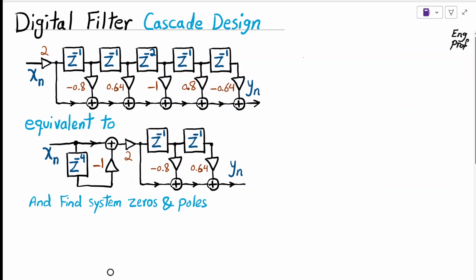A digital filter in the form of a direct form FIR structure is shown here. As you can see, we have z^-1, z^-1, z^-2, z^-1, and z^-1. So it's a total 6th-order FIR structure that is shown here.